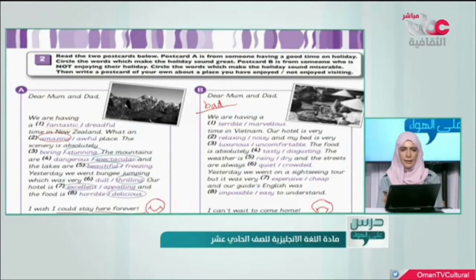They didn't find anything interesting and they want to change their place, or at least they want to go back to their homes. So the first choice, we are having a terrible or marvelous. The correct choice or the negative adjective is terrible. Then number 2, our hotel is very relaxing or noisy. Relaxing is positive, so we choose noisy.